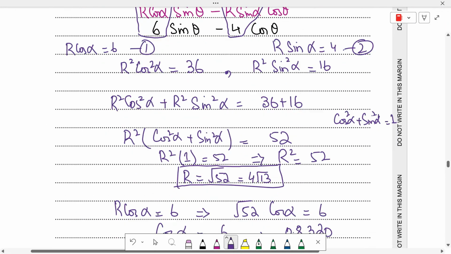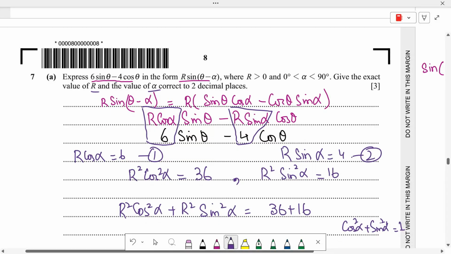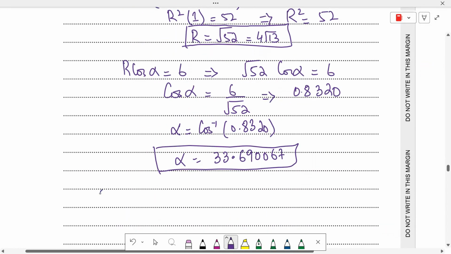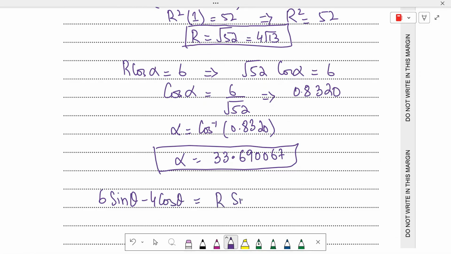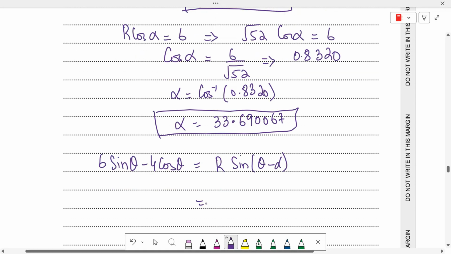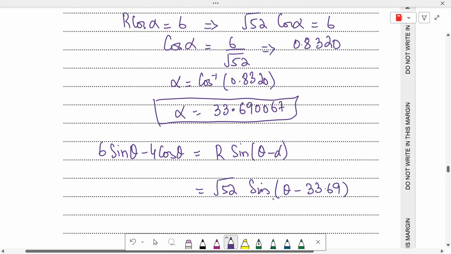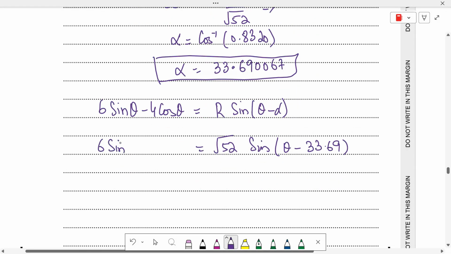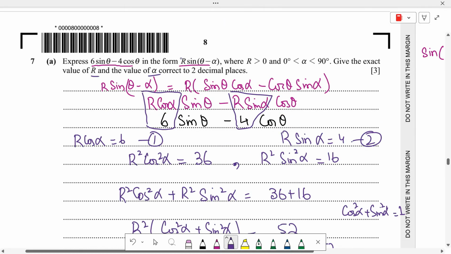So we can say that 6 sine theta minus 4 cos theta is equal to r sine (theta minus alpha), and in this case r is root 52 and it is sine (theta minus 33.69). So we have achieved the required form.